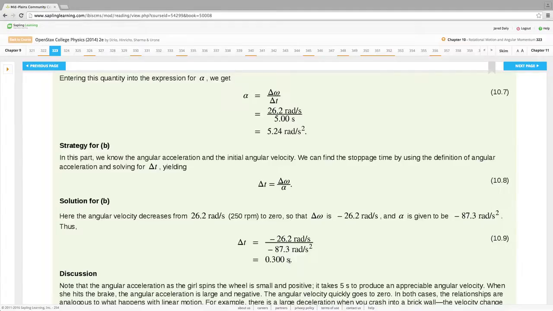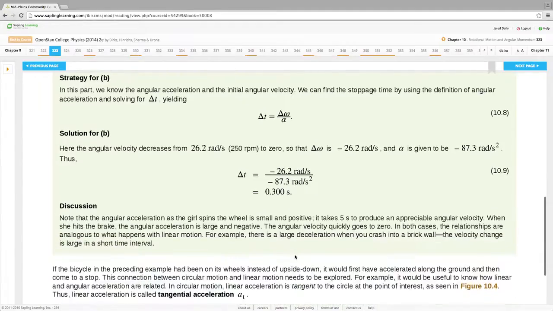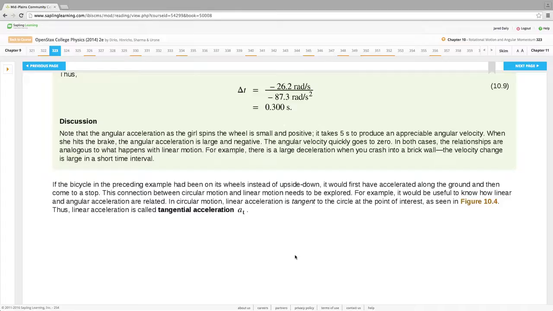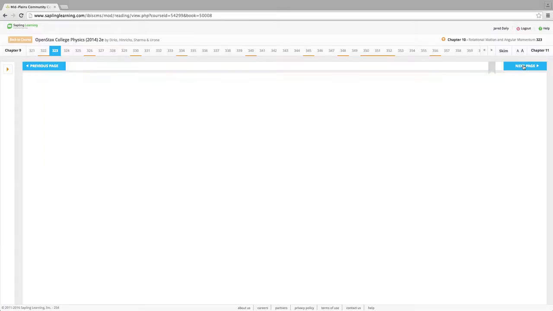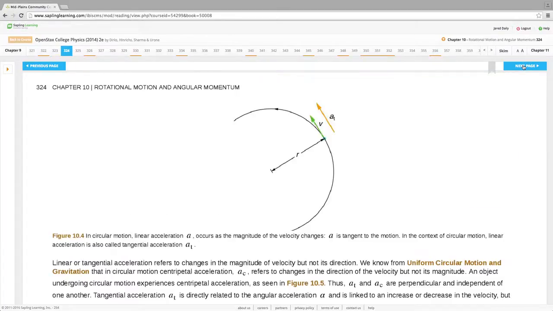And we get all that just from rotational dynamics. We don't know how far the bike went. We don't know how fast it was going on the ground. That would all depend on the radius of the wheels. For a bigger wheel, the bike would have been going faster and sped up faster and slowed down faster. For a smaller wheel, it would have been less.